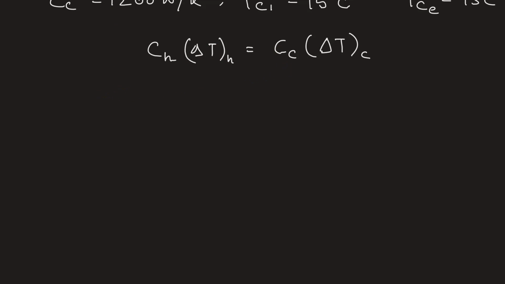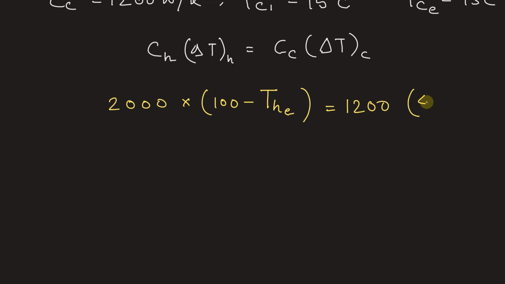So now we will substitute the values. Ch is 2000 multiplied by 100 minus, we don't know the temperature at the end of heat exchanger for the hot fluid, so let's write it as The, and this is equal to 1200, that is the Cc value for cold fluid, times 45 degrees minus 15 degrees. Now after calculation you will get the value of The, that means the temperature at the end of heat exchanger for hot fluid is equal to 82 degrees Celsius.